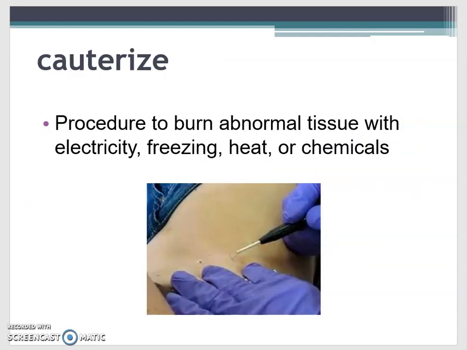To cauterize is a procedure that uses either electricity, freezing temperatures, heat, or chemicals to burn abnormal tissue. So maybe some of you have had cauterization done before on skin lesions, or I've assisted in minor surgical things in the clinical setting with cauterizing blood vessels as the doctor is removing a lipoma or something like that, kind of minor surgery.